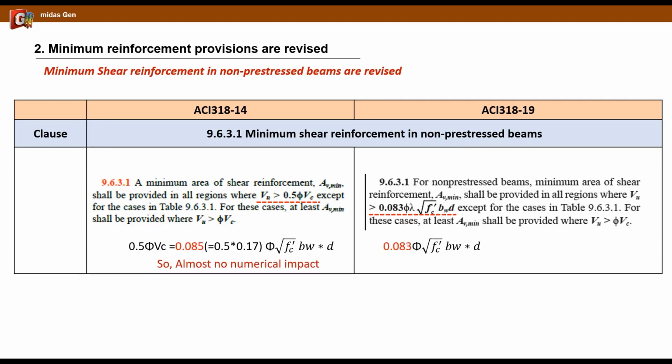In ACI 318-19, minimum shear reinforcement in non-prestressed beams is also revised. In ACI 318-14, the formula using the Vc calculation formula was judged, but in ACI 318-19 it has been changed to a fixed formula. But it seems there is almost no numerical impact between 14 and 19, as shown.